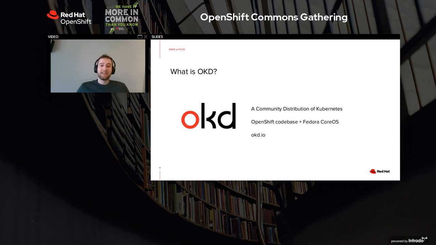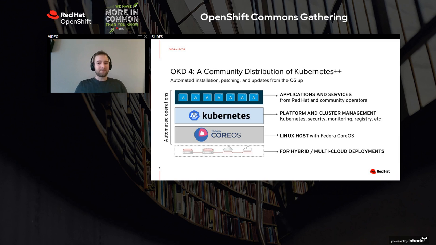OKD4 is the community distribution of Kubernetes, specifically the community distribution of OpenShift. So it's the OpenShift code base and Fedora CoreOS. The website is okd.io, where you will find all the information as well. Let's go a little bit into detail here. So OKD4, a community distribution of Kubernetes ++. This ++ is really the important thing here.